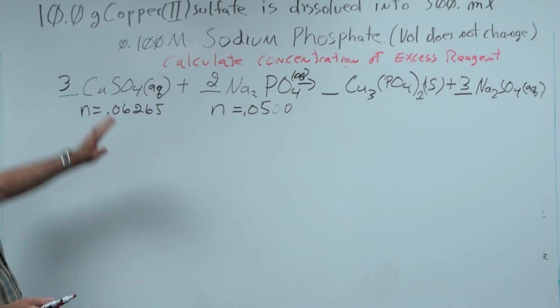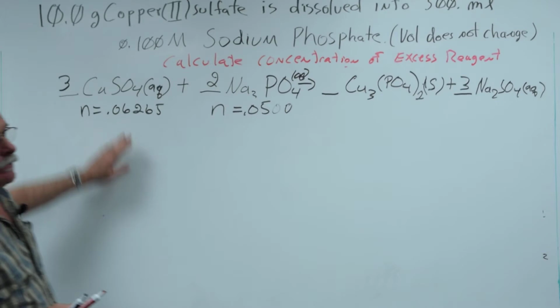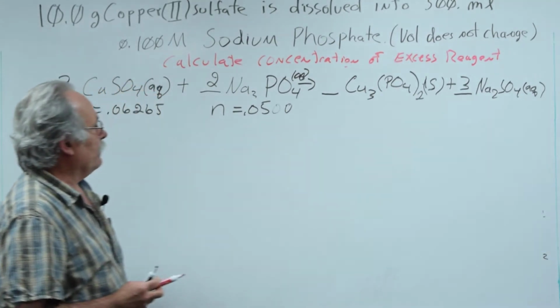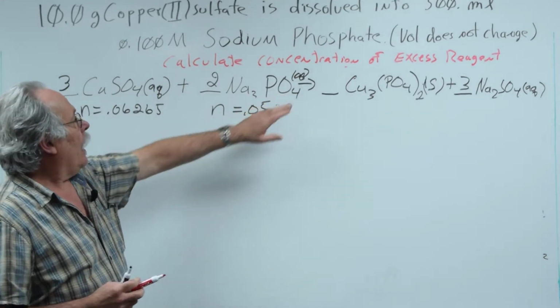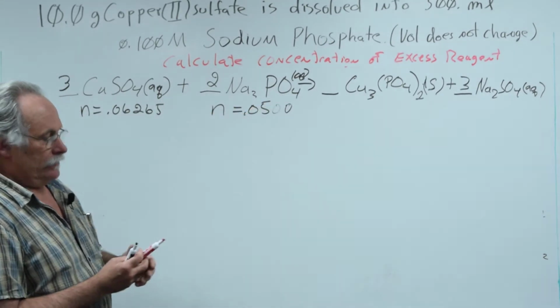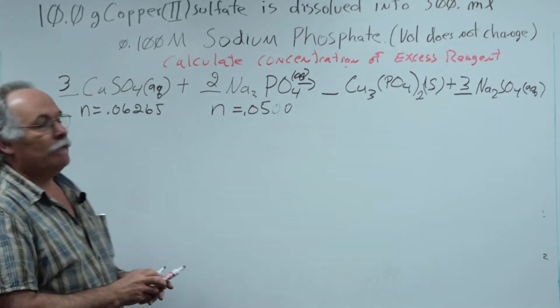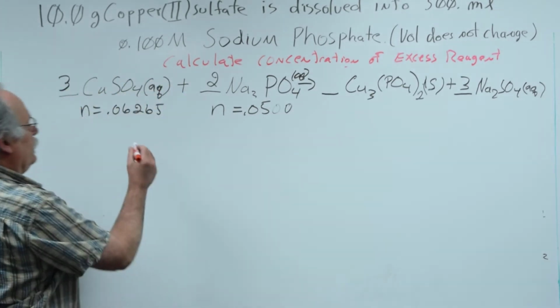Okay, we learned that the copper sulfate was the limiting reagent, and we could only make 7.95 grams of the copper phosphate. So there's going to be some leftover phosphate because it's the excess reagent. Now remember, this is an ionic solution and salts are electrolytes. So really we should be looking at the net ionic equation.